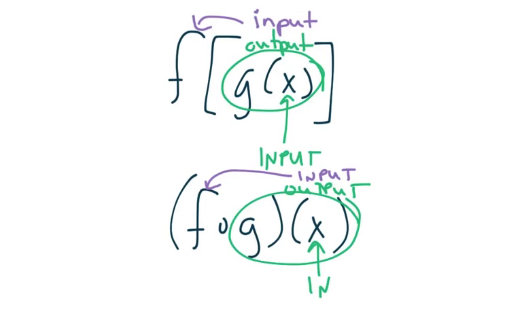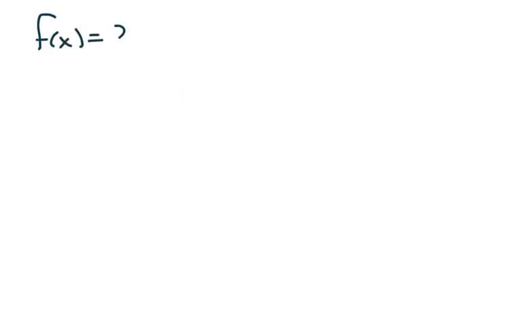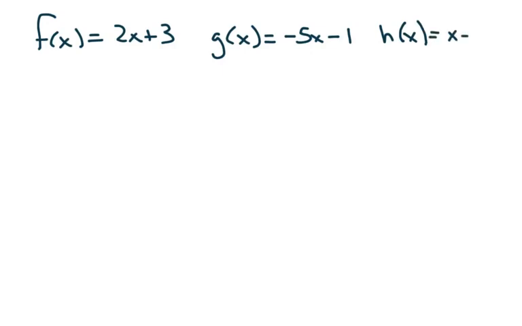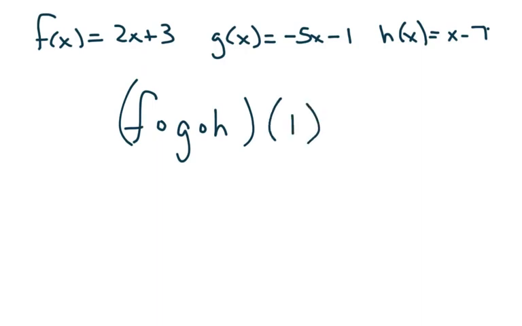As a matter of fact, we can compose more than two functions. How about I tell you that f of x is 2x plus 3, g of x is negative 5x minus 1, and h of x is x minus 7. How about I say find f of g of h of 1? Well, now this is looking more complicated, isn't it? It works the same way. You always start over here.